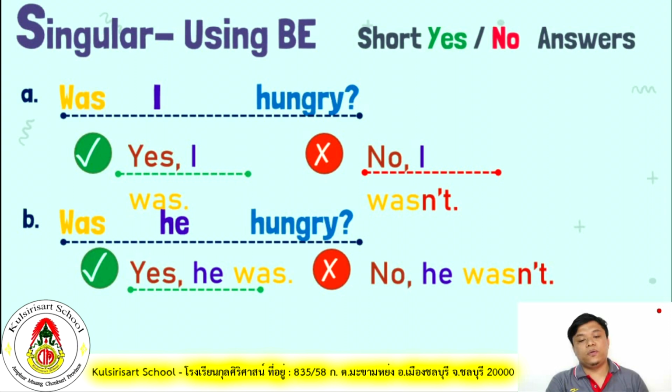So if you need to answer, you will answer yes or no, and then the subject pronoun, and then the verb to be. For the question was I hungry, you will say yes, I was, and no, I wasn't. He becomes yes, he was, and no, he wasn't.